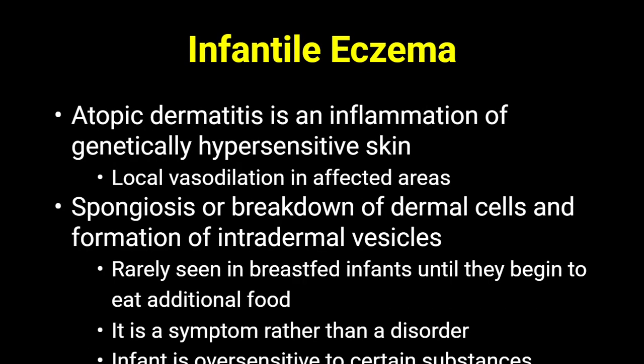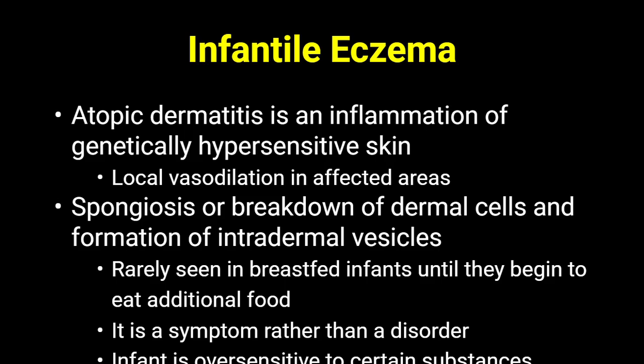Next is infantile eczema, also called atopic dermatitis. This is one of the most common chronic skin conditions in childhood. It is not contagious and results from a combination of genetic factors, an overactive immune response, and a weakened skin barrier. Children with eczema have hypersensitive skin that becomes inflamed when exposed to certain triggers. During a flare, blood vessels dilate, causing redness, warmth, and itching. The inflammation leads to spongiosis, which means fluid builds up between skin cells.